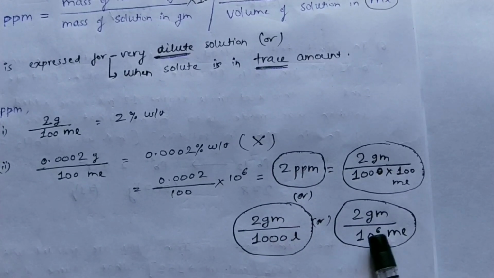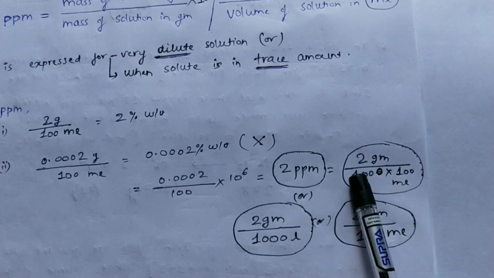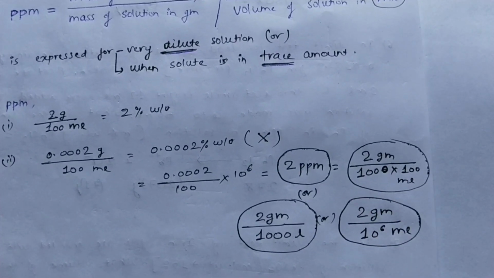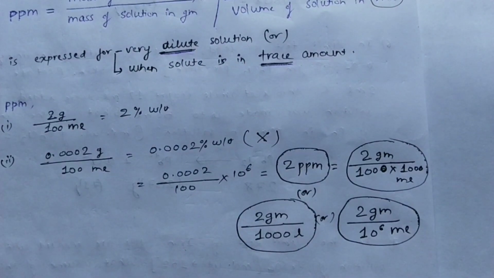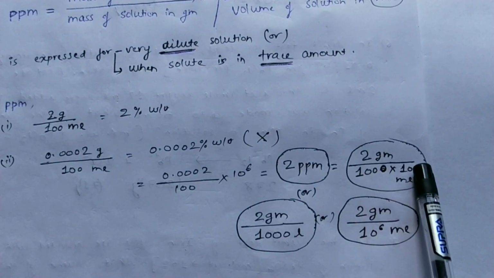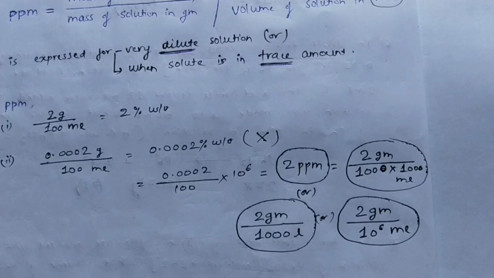So 10 to the power 6 ml means what? 1000 into 1000 ml. Here I forgot to write one more zero, I'll add it. 1000 into 1000 ml. So what does 1000 into 1000 ml mean? It means 1000 liter.